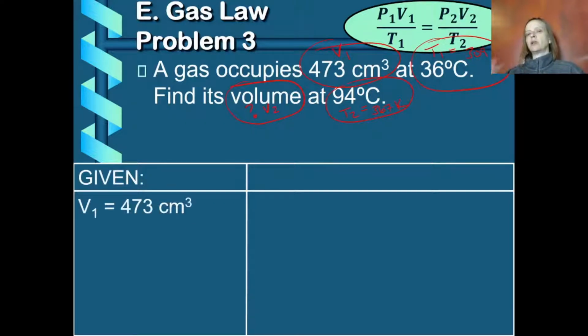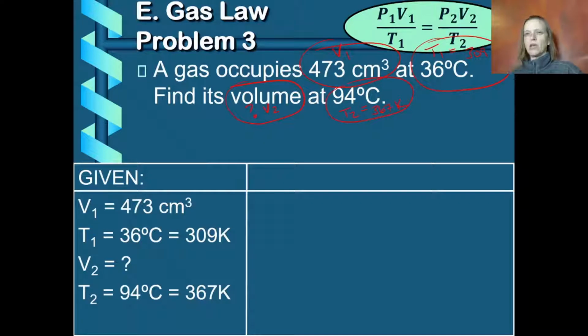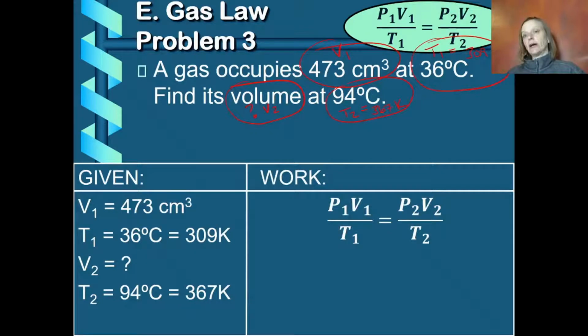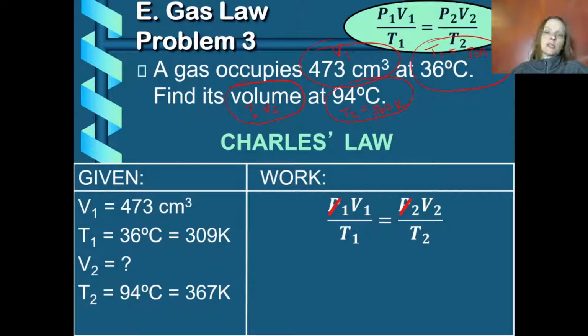So just to be totally clear on that, let's list our givens. We know our volume 1 and our temperature 1, but we don't know our volume 2. We do know our second temperature, however. Write down the combined gas law, and then fill in what you know. And if the same piece of information is missing from both sides of the equation, then that's fine. Here, we're not given any information about pressure, so we're going to just ignore the pressure on both sides of the equation. We assume that pressure stays constant, and therefore this is an example of Charles' law.